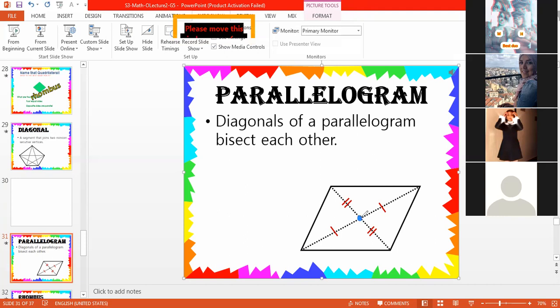Okay. So this point, it's exactly in the middle. Suppose that this diagonal is 8 centimeters. Then this point divides the line into 2 parts. This is 4 and this is 4.